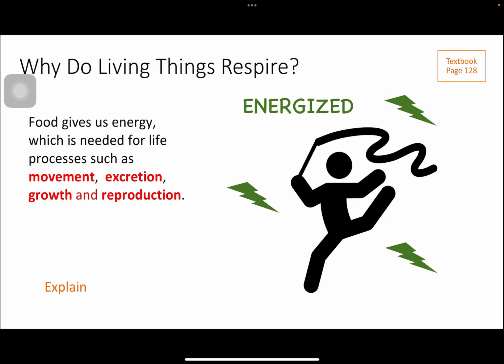So now, let's pause and think over here. Why do living things respire? Apart from needing energy for movement, excretion, growth, and reproduction, what are some other processes that our body allows to take place that require energy? Let's pause and put down in the comments, what are some other processes that require energy inside our body system?